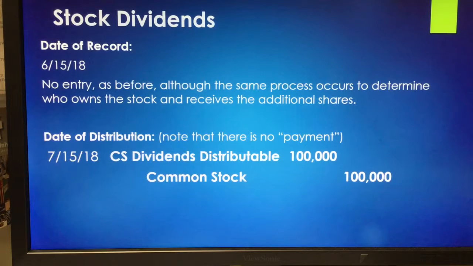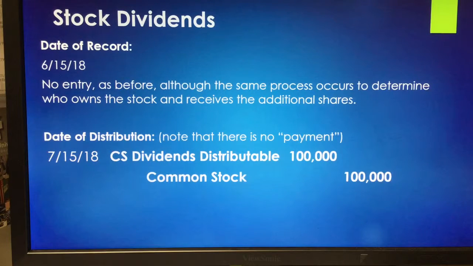Next is the date of record, and once again, there is no entry, although that same process occurs to determine who owns the stock for purposes of this stock dividend. So even though there is not a payment of dividends, there still is an ex-dividend date. If you buy the shares before that date and hold them throughout, then you get the stock dividend. But if you sell those shares before the ex-dividend date, or you buy them on the ex-dividend date or after, then of course you don't get that dividend.